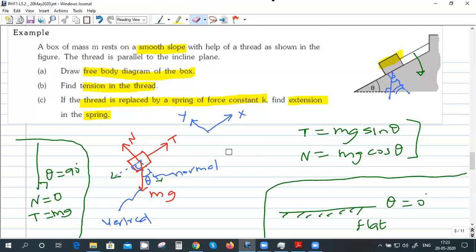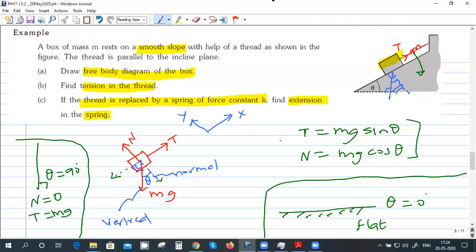Bhavya, how do you see? If you put a spring here, instead of this thread, you have a spring. Okay, so what will happen? Will the equations change? No. Okay, whatever tension is here, let me call it T. Actually, you need to call it T1.